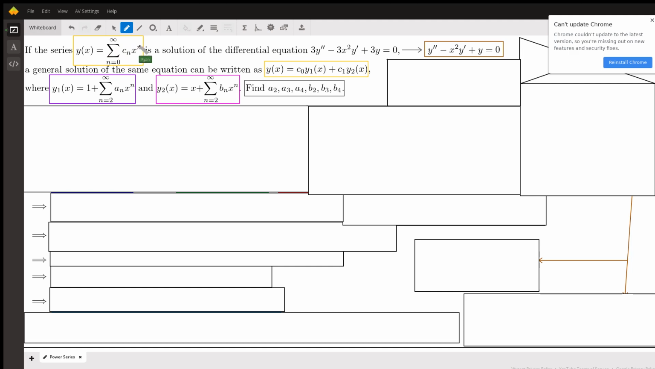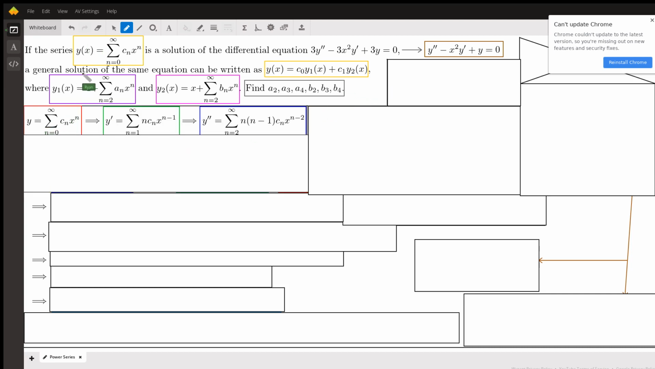To find the first derivative, well, the derivative of a power series is just a bunch of stuff being added together. So with derivatives, you can just do the derivative of each term separately. This is a constant times x to the n, so we're going to use the power rule, bring the n down, and subtract 1. And then we'll do the same thing for y''. Here's what we get after all that.